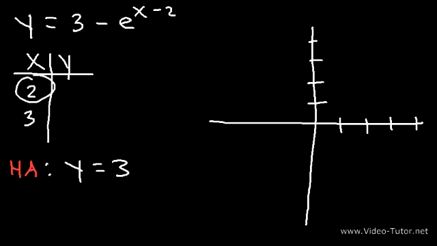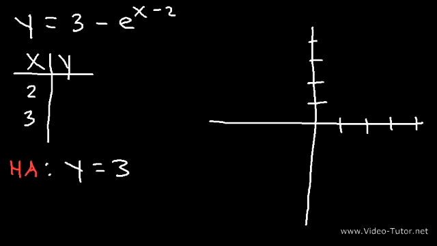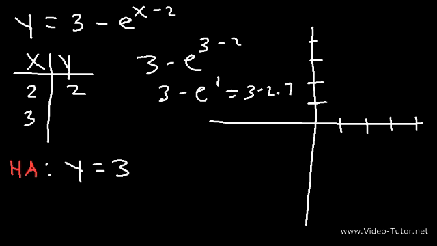Now let's plug in these values into the equation, and let's get the y values that correspond to them. Let's start with 2. 2 minus 2 is 0, e to the 0 is 1, and 3 minus 1 is 2. Now if we plug in 3, 3 minus 2 is 1, e to the 1 is e, which is 2.7, 3 minus 2.7 is 0.3.